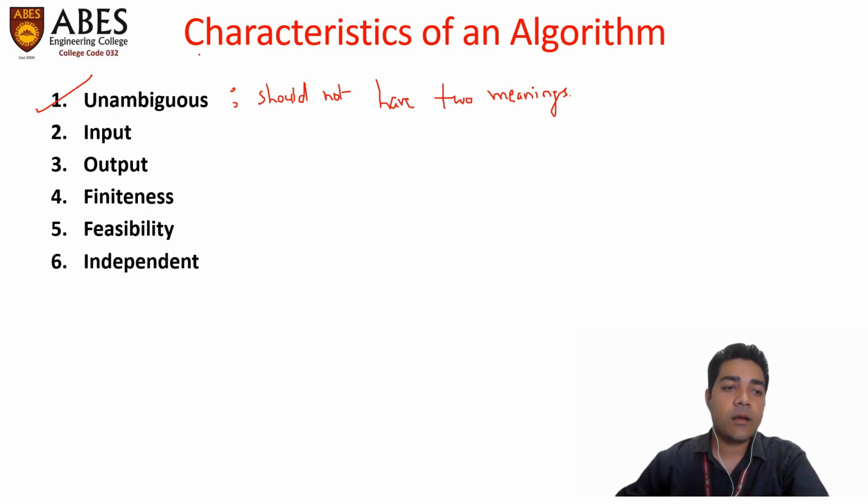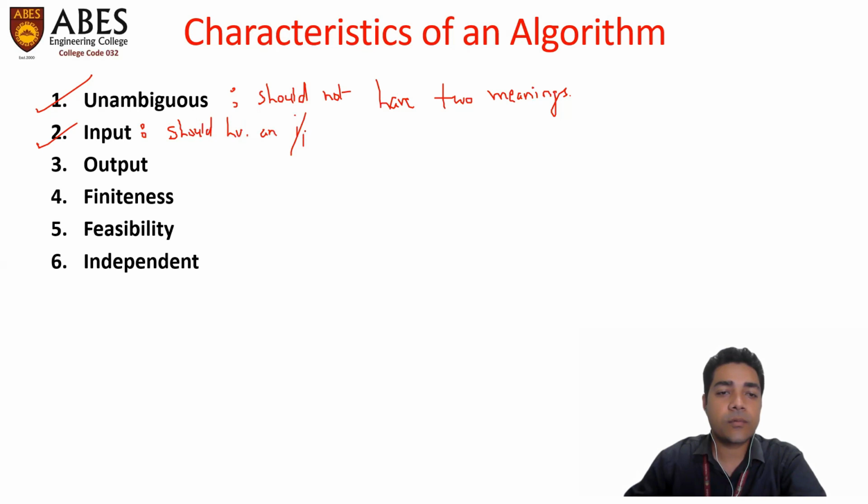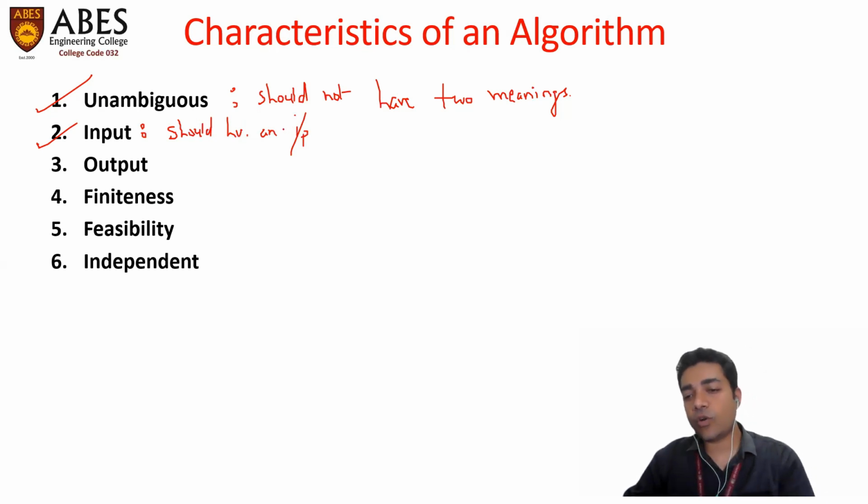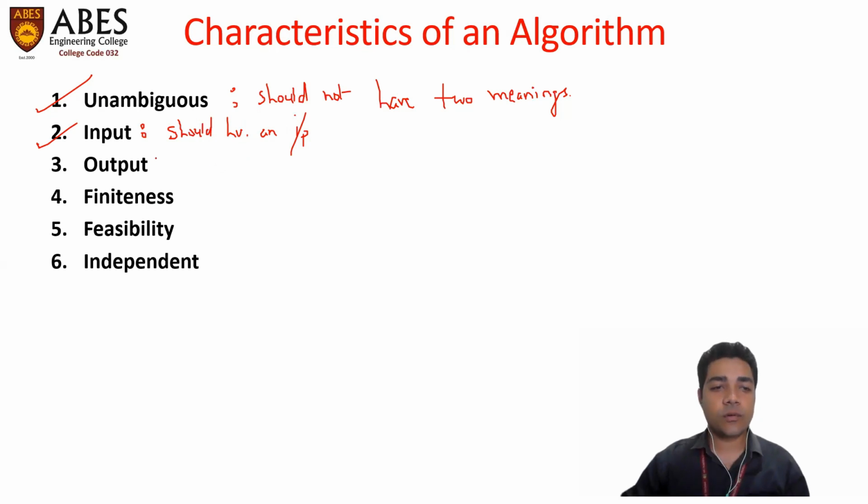The second point is the input. Now, what is input? Algorithm should have an input. Otherwise, if we do not input something in our program, then what can the program output? Okay, so that is why the second point, it should have an output. If we have an input, we should get some output. Otherwise, there's no point in writing a program.